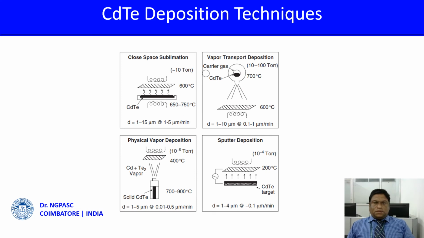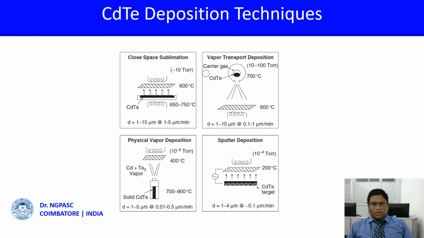Some of the cadmium telluride deposition techniques are given in this picture. The first one is closed space sublimation. The rectangle is the substrate, and there is a substrate heater here. It is heated up to some 600 degrees centigrade, and the cadmium telluride material is heated up to 650 to 750 degrees centigrade. The thickness will be around 1 to 15 micrometer at a rate of 1.5 micrometer per minute. So the growth rate will be 1.5 micron per minute.